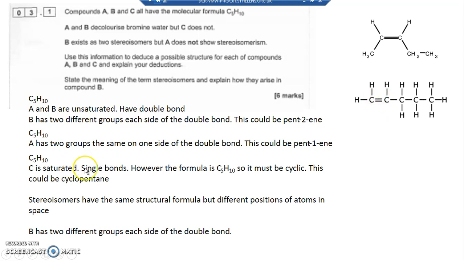Let's have a look then at C. C we said is saturated. It's only got single bonds because it doesn't decolorise bromine water. It's got the formula of C5H10, the general formula CnH2n of an alkene. So that means that it's cyclic. It could be something like cyclopentane. Single bonds, C5H10. And the definition then of a stereoisomer, a geometrical isomer, is that they have the same structural formula but different positions of atoms in space.